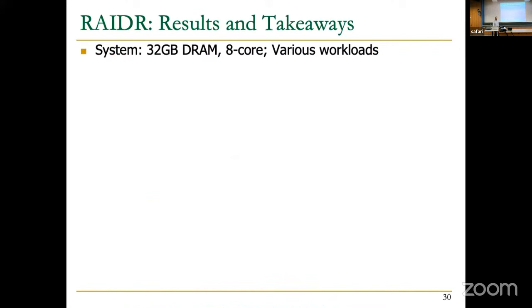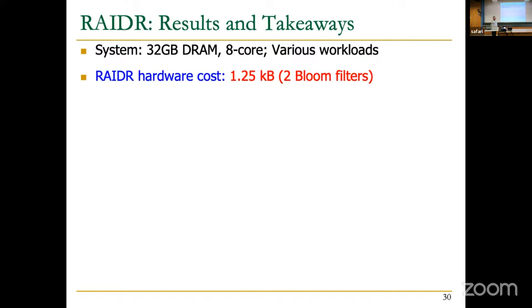Okay, so this is the results and the takeaways. We have a 32 gigabyte DRAM system with 8 cores and it runs various workloads here. And RAIDR's hardware cost is 1.25 kilobytes. This is because it implements two different Bloom filters that we will talk about. And it reduces the refresh operations to this much, basically.